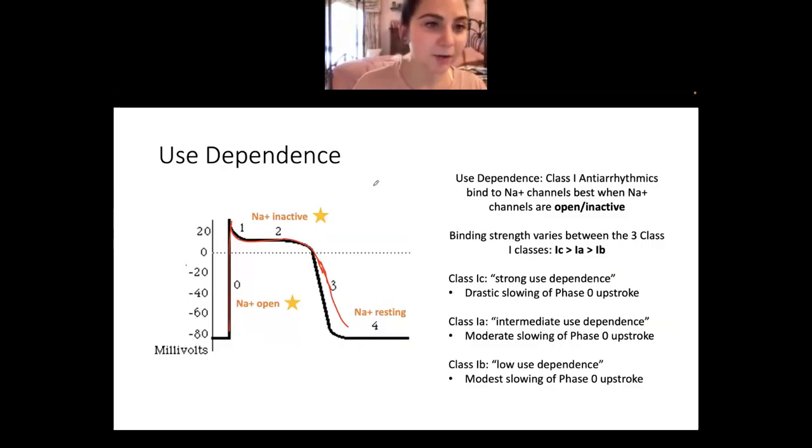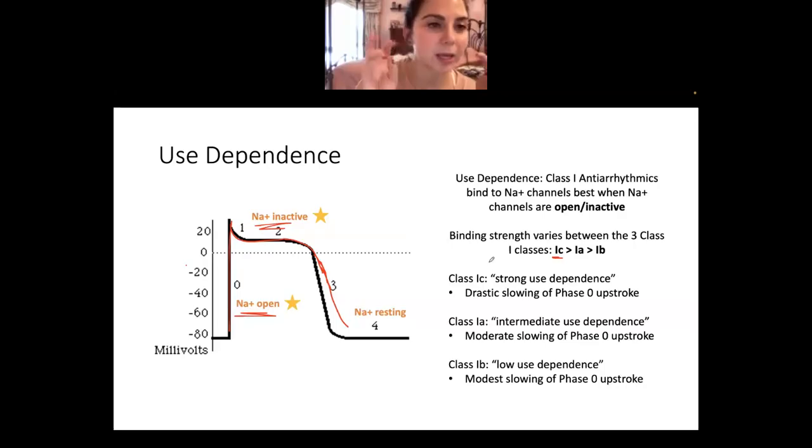So you can imagine with class 1 antiarrhythmics that have use dependence, aka they're binding to sodium channels in use, they're binding to sodium channels here and here. And then all the class 1s have different strengths of use dependence. Class 1Cs have really, really high use dependence. So what that means is they're amazing at binding to these types of sodium channels. If there's a sodium channel that's open or inactive, class 1C is bound to it.